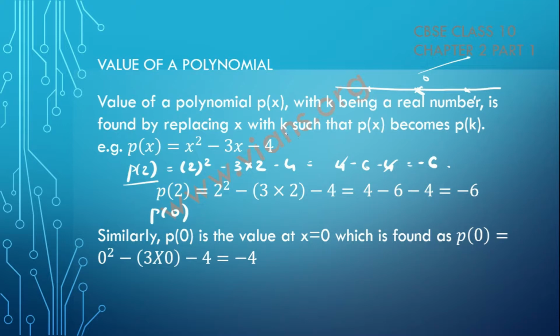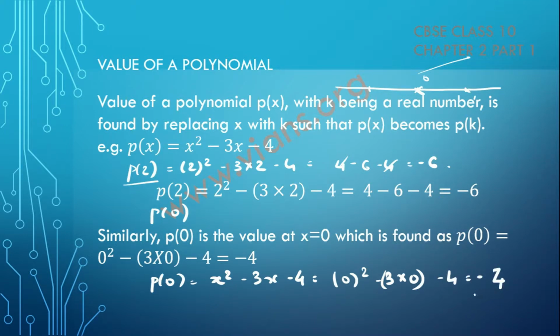So the value of y when x is equal to 0. For example, p of 0 is equal to x square minus 3x minus 4. You can substitute 0 instead of x, so that would be 0 square minus 3 into 0 minus 4, so that would be just minus 4. Alright, so that is called the value of a polynomial.